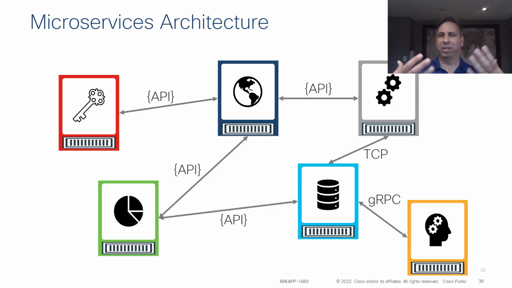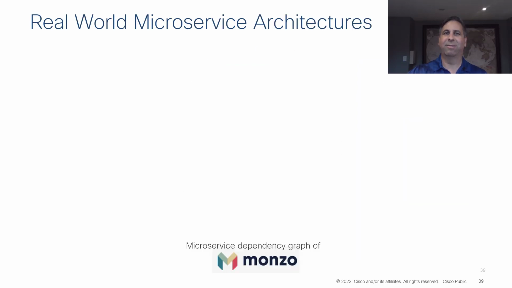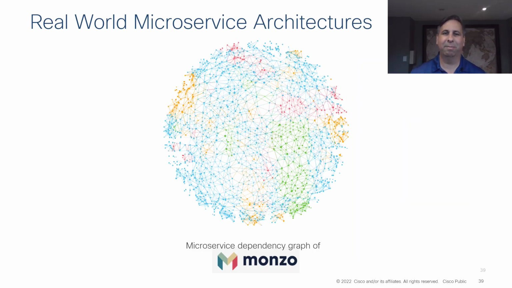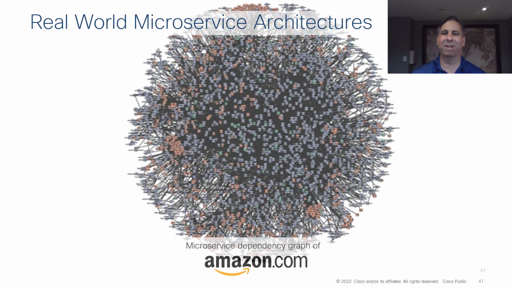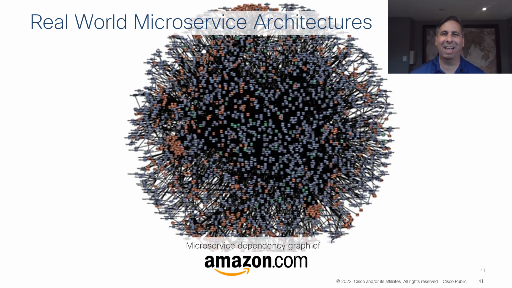Not only that, but I presented, again, a very simplified view of microservices and interconnections. But the reality is they're far, far more complex than this. For example, here's a microservice dependency graph of just one application, a banking application by Monzo. Or what about some bigger apps like Netflix? This is a microservices dependency graph for Netflix. And then even more scary becomes the microservices dependency graph of Amazon.